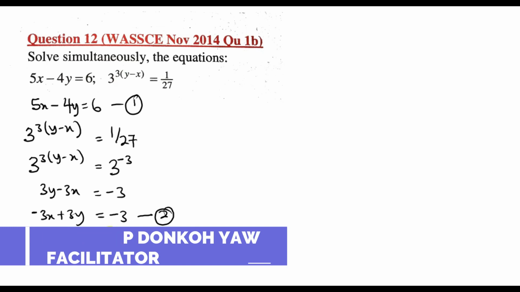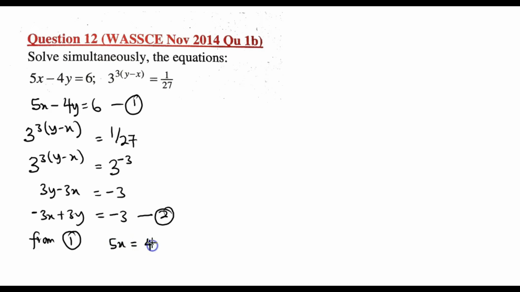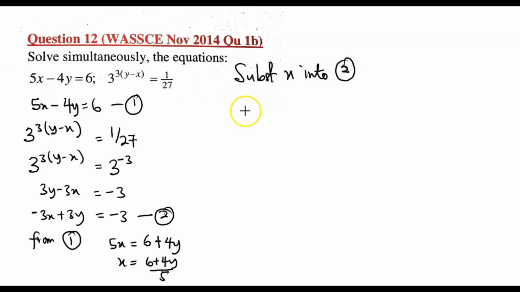if we want to make x the subject, 5x is equal to 6 plus 4y. Then we divide both sides by 5, so x will be equal to (6 plus 4y) divided by 5. Then we can substitute the value of x into equation 2. So substitute x into equation number 2. In doing so, we're going to obtain negative 3 into brackets (6 plus 4y) all over 5, then plus 3y, and this must be equal to negative 3.